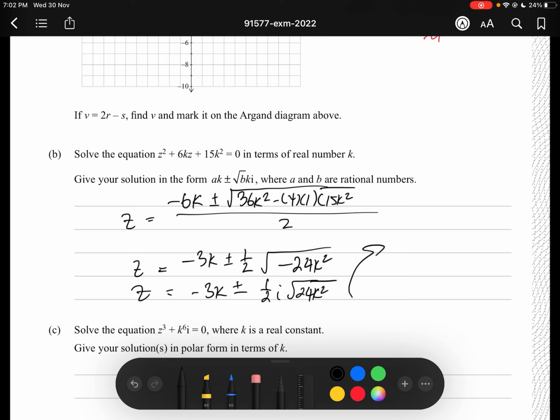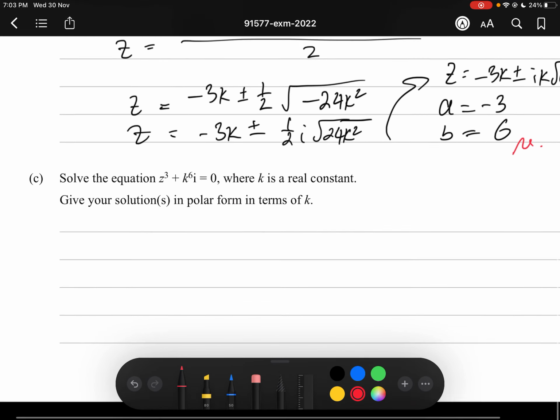So in this case, we'll have z = −3k, plus or minus, in this case, our 1/2 cancels out, so we have ik√6. That should be our answer for this question. So −3k ± ik√6. So a = −3 and b = 6. And that should be another achieved grade here.